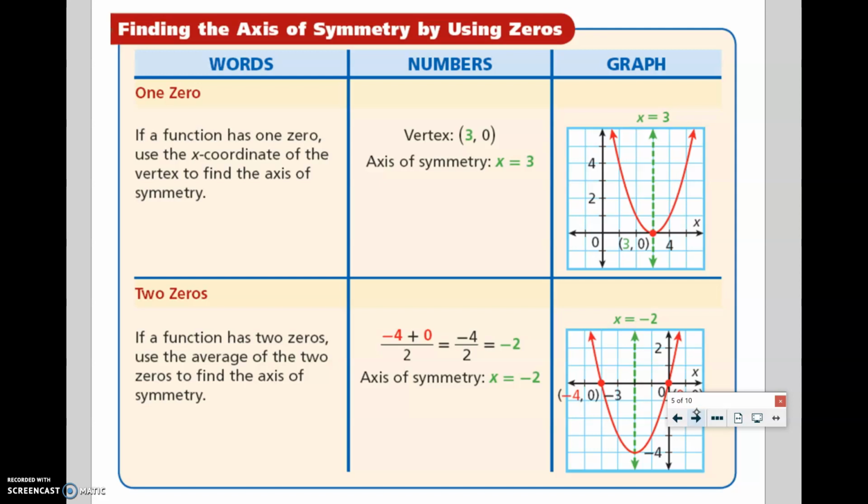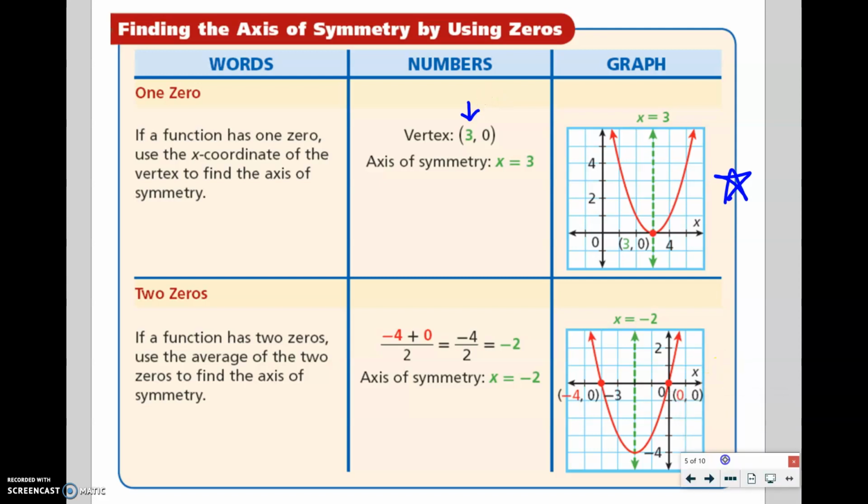When we are finding the axis of symmetry, if you only have one zero, for instance on this top graph right here, the axis of symmetry is going to go straight through that vertex. That vertex has the x value of 3. So that means my axis of symmetry is at 3, so x is equal to 3.